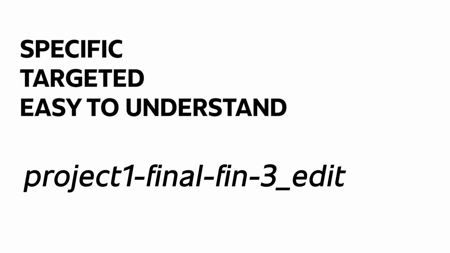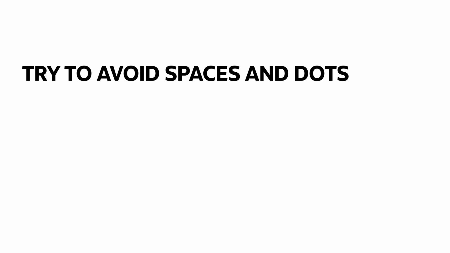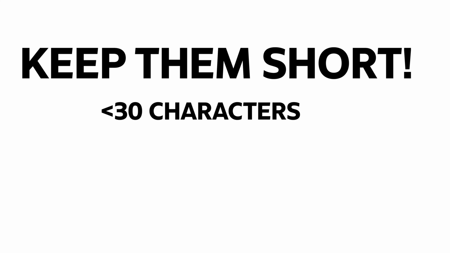No more project 1-final-final. If you need a blueprint for naming, here's how I do it. If you need variations, use numbers and go up in increments of 1 like this. I like to avoid spaces, dots, and special characters, as this can make things difficult when using a command line. And make sure to keep things short, less than 30 characters.